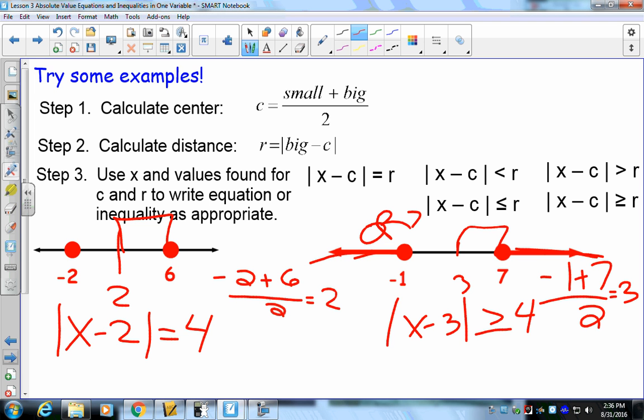Another way to think about it is if you're looking at this solution right here, always compare it to the bigger number, the bigger dot. Where's the shading happening compared to this dot? It's greater than. Okay.